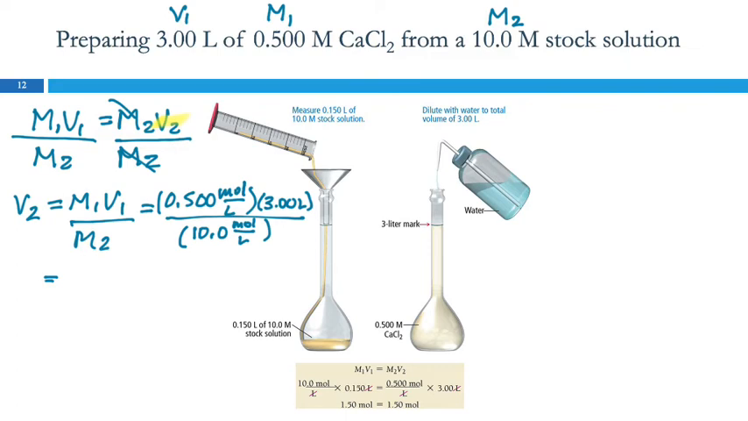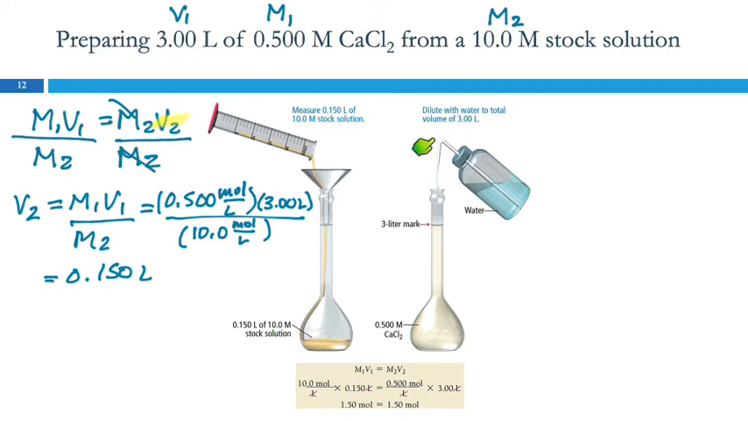So 0.5 times 3 divided by 10. 0.15. So we'll measure out 0.15 liters of that stock solution. We'll pour it into a flask. This is going to be a 3-liter flask because we're trying to make 3 liters.